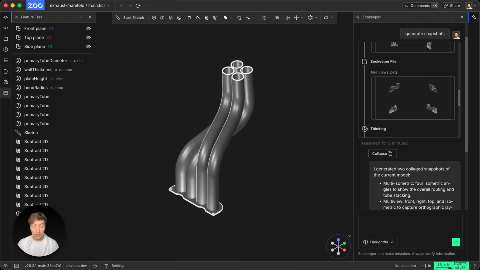And you might pick just one view, not all four of them, or you can request several images. All of that is possible with Zookeeper. This gives you an ability to look at the model with the Zookeeper's eyes and then understand why the problem is happening and how can I improve it.